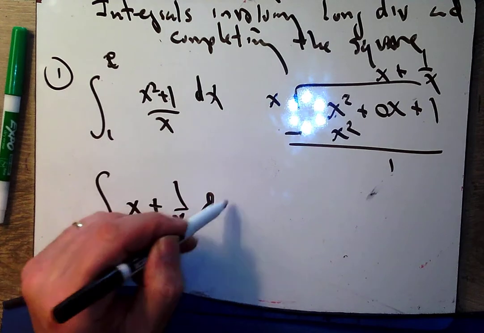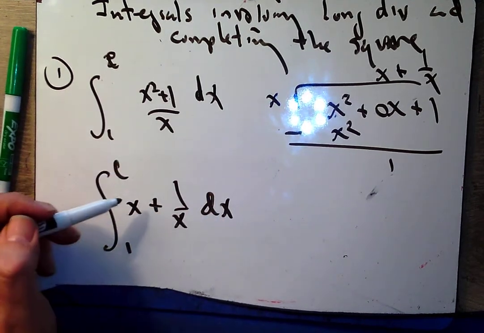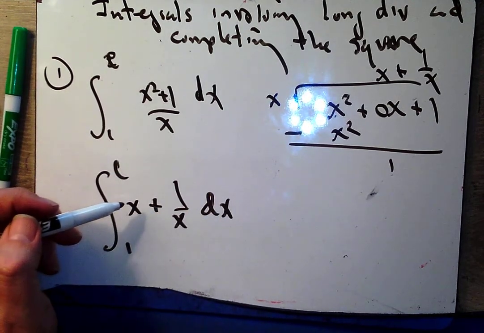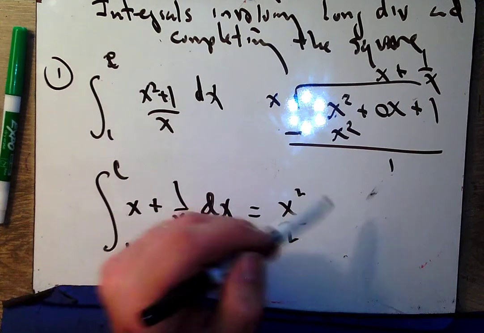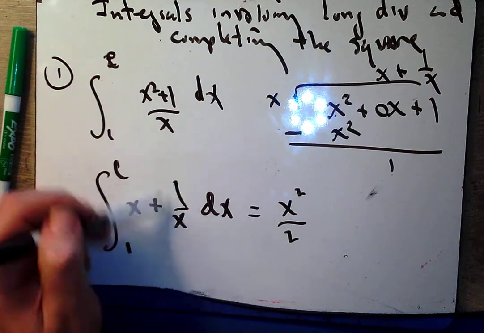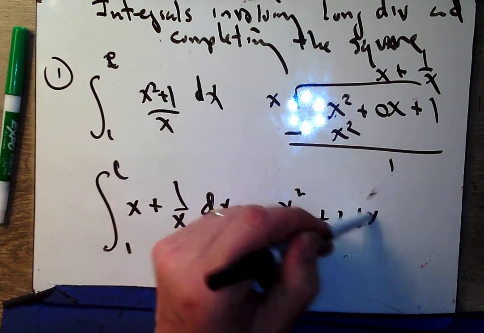Oh, so all that did for me was split that into two fractions. That seems kind of lame. And I'm going from 1 to e. Do I need to evaluate? Yes, I do need to evaluate. So this is going to be x squared over 2, antiderivative, plus ln of x.